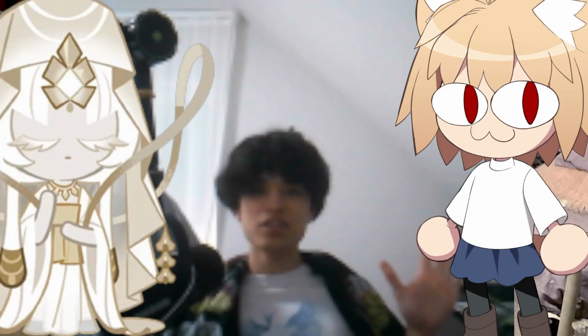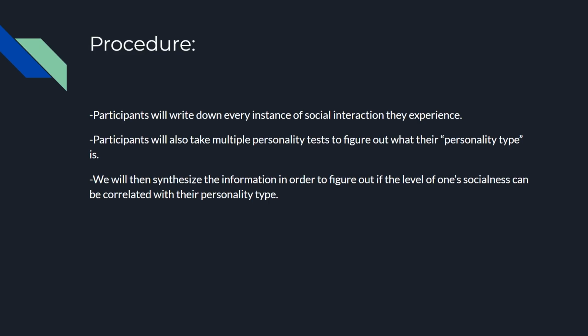Next up, we don't have time for this. And now for the procedure, in the correlational study, participants will write down every instance of social interaction they experience. Participants will then also take multiple personality tests to figure out what exactly their personality type is. And after we do that, we would gather all the data, put it on a chart or two or three charts, and then synthesize all the information in order to figure out if one's level of socialness can be correlated with their personality type.